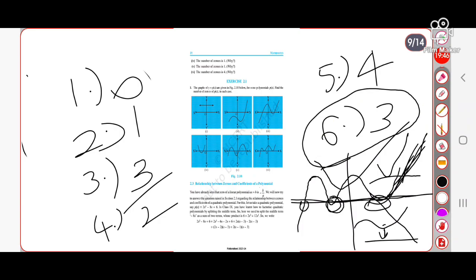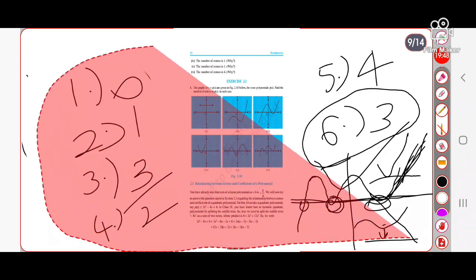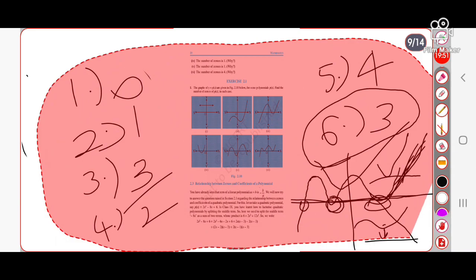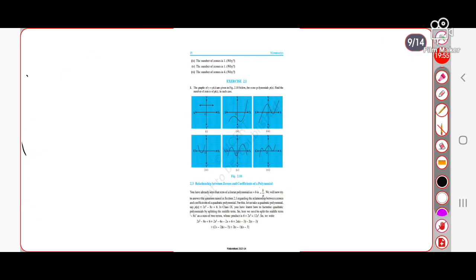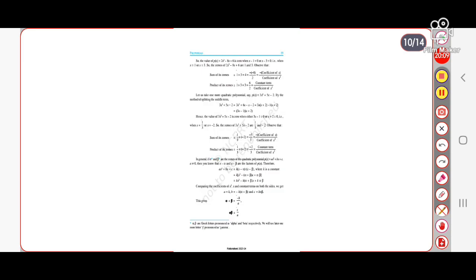So just these 6 subdivisions are there in this exercise. We need to see how many times the line touches the x-axis. That will be the zeros of the polynomial given. That's it, no more things to be analyzed or understood in this exercise, right?